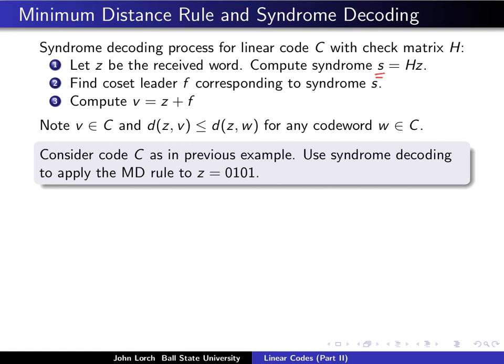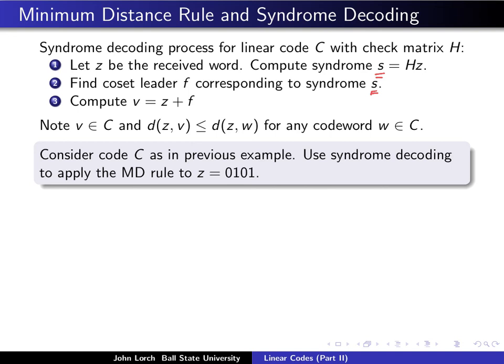Step 2 is we're going to find a coset leader F that corresponds to this syndrome S. In other words, we're going to find a string F where when we take H times F, we also get S, under the proviso that F is a minimum weight object that does this, okay? So the next and final step is we compute V, which is Z plus F.